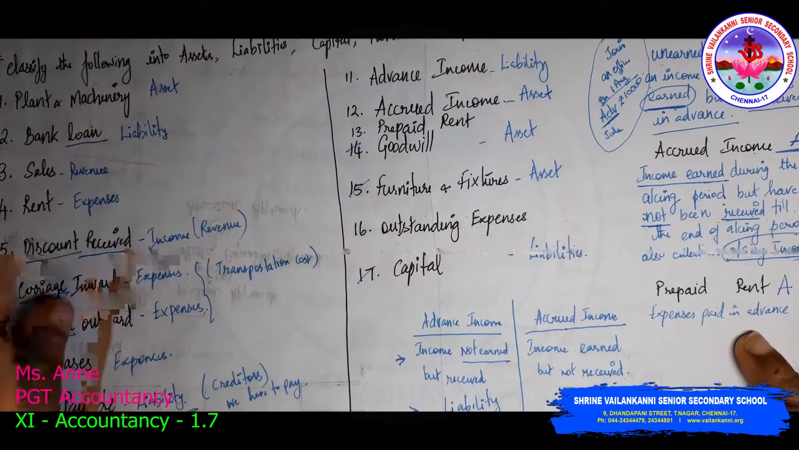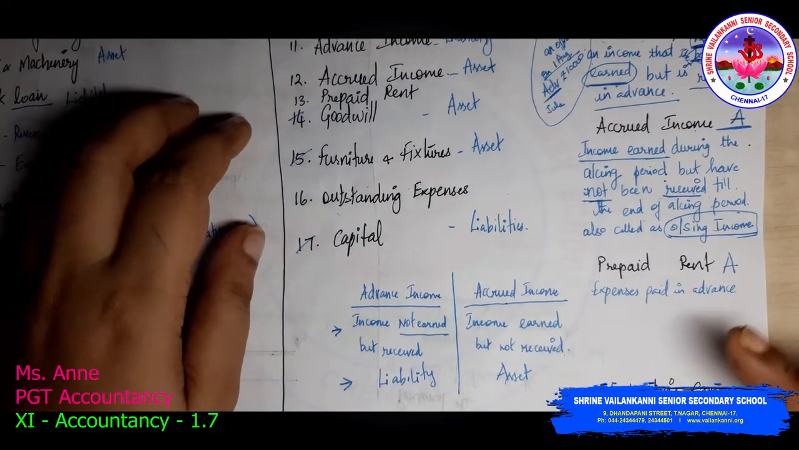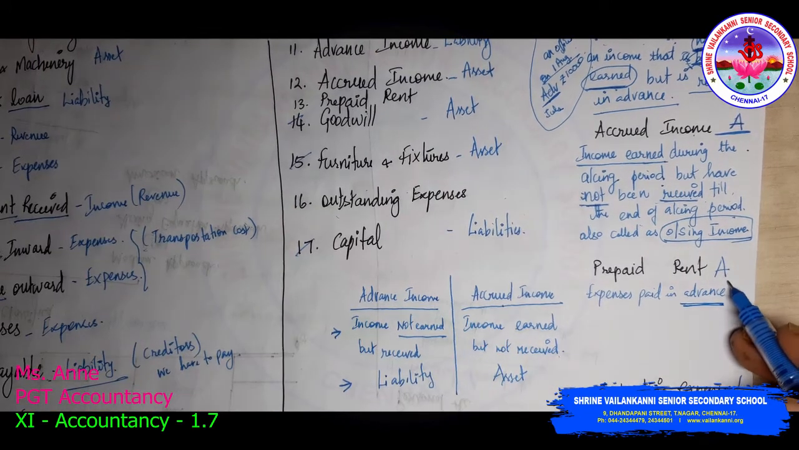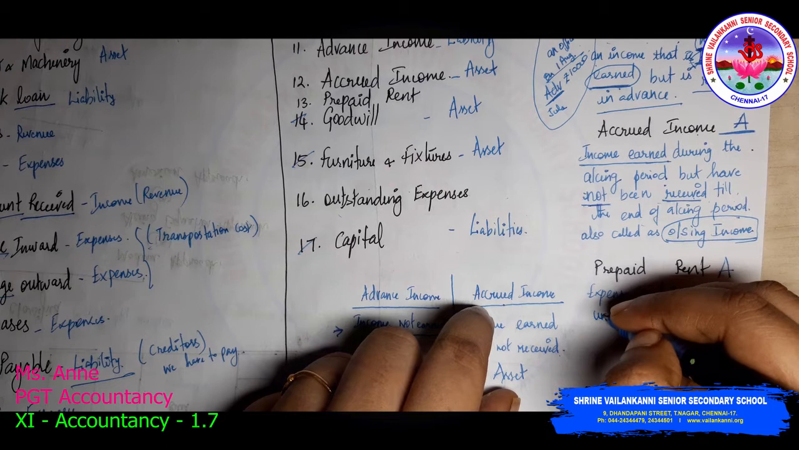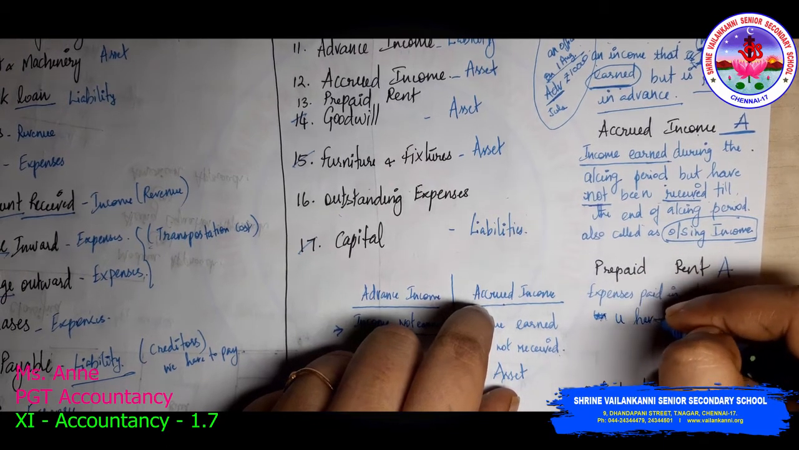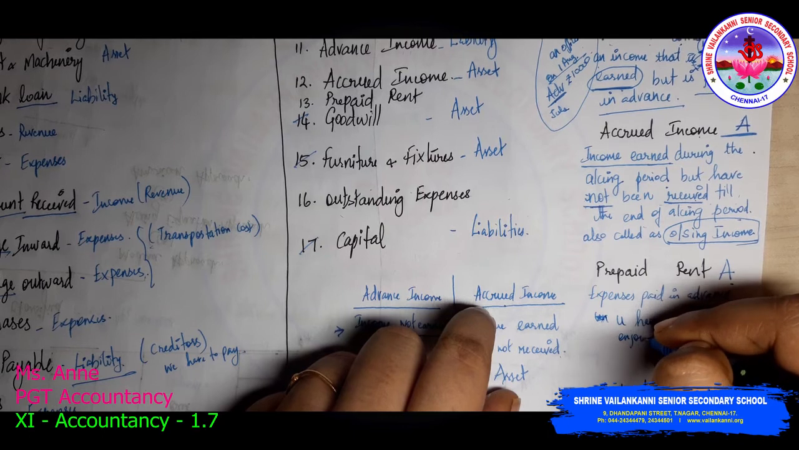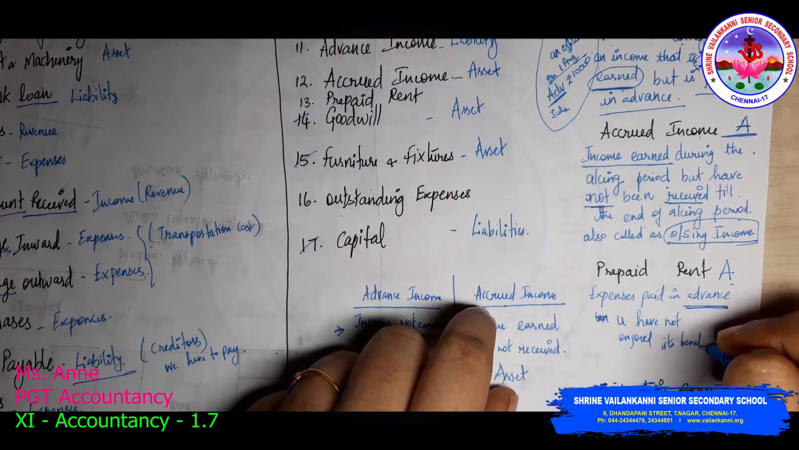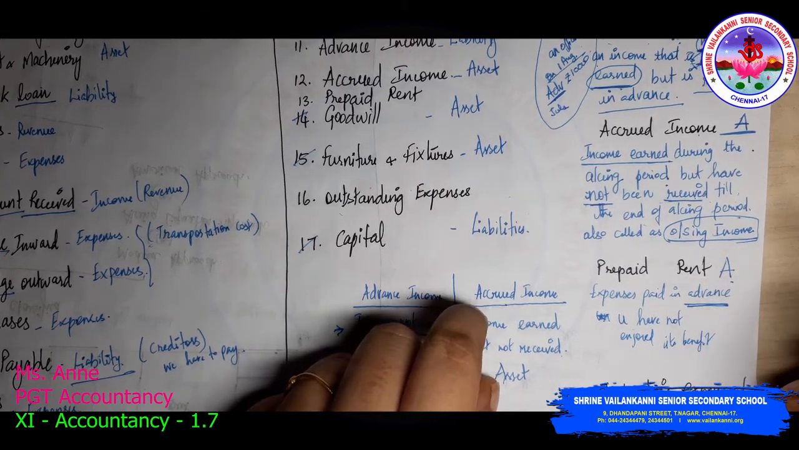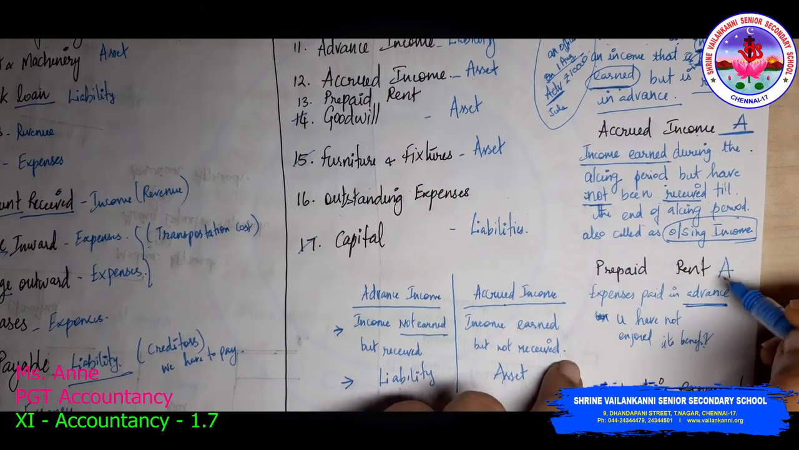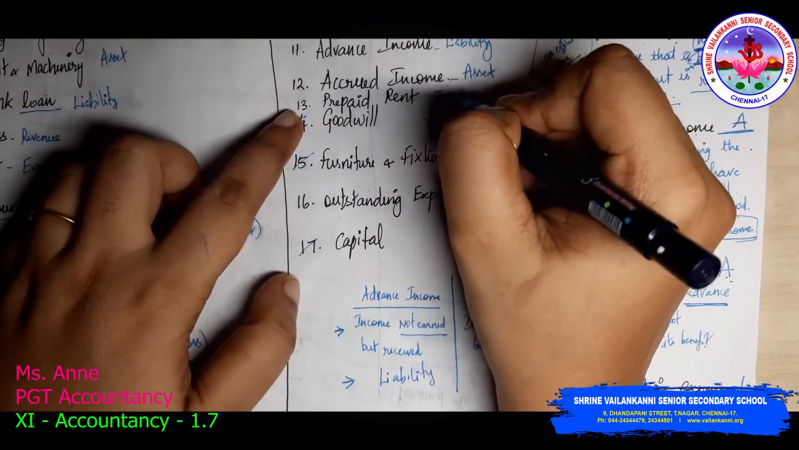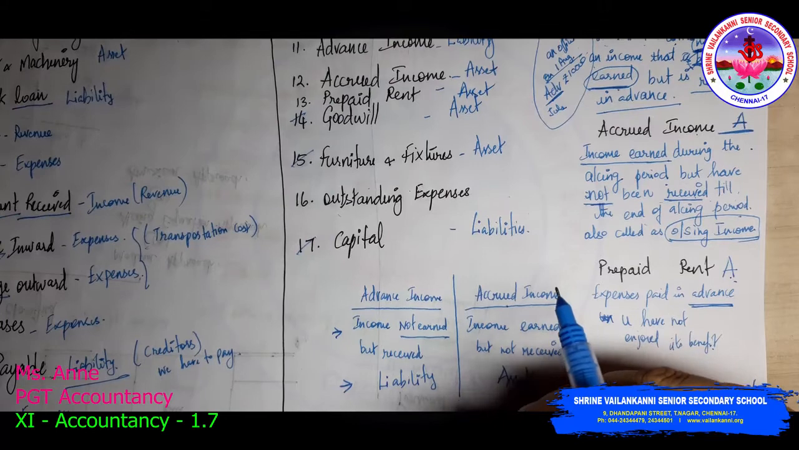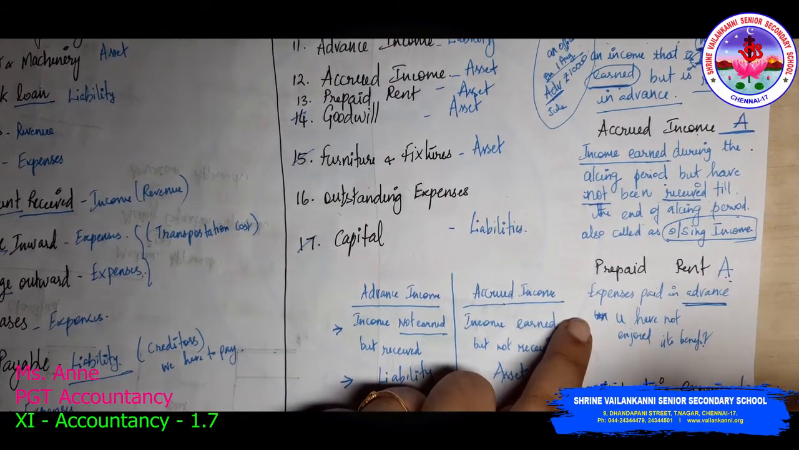Then prepaid rent. What is prepaid rent? It is an expense paid in advance. When an expense is paid in advance, obviously it turns into an asset because you have not enjoyed its benefit. You have paid for it, but you have not enjoyed it. You will enjoy it at a later point of time. So it is an asset.